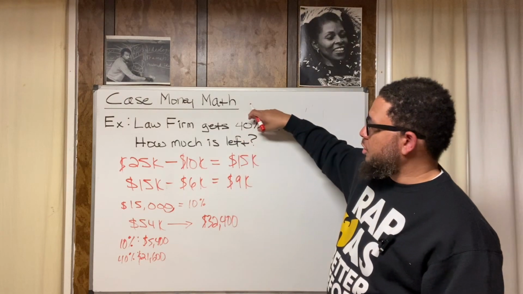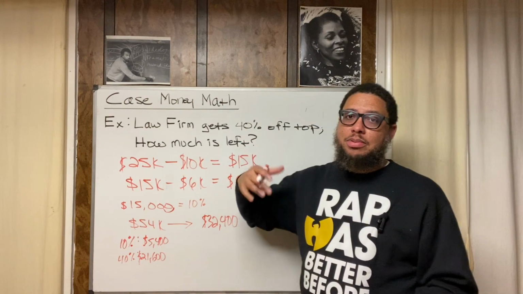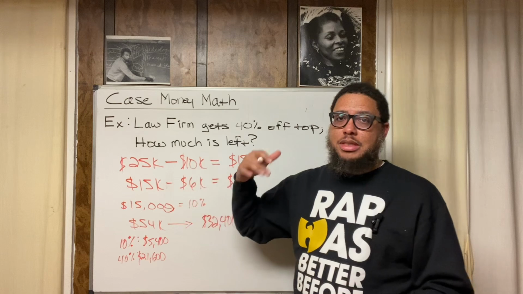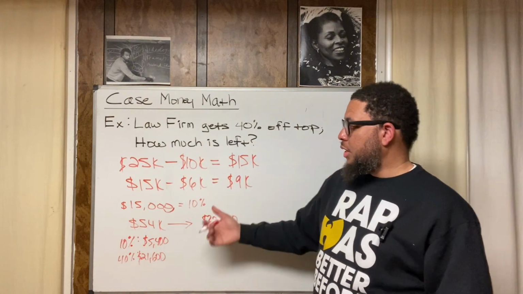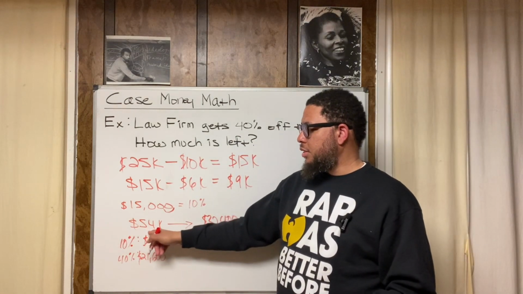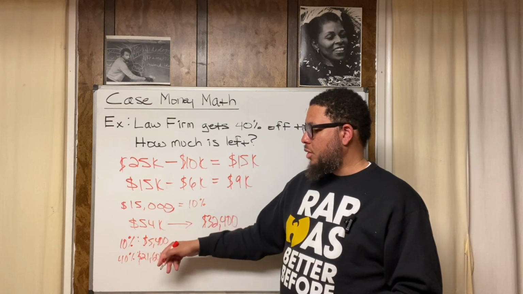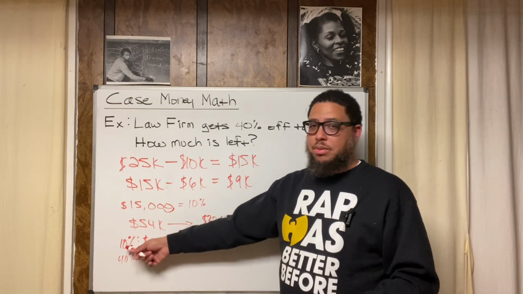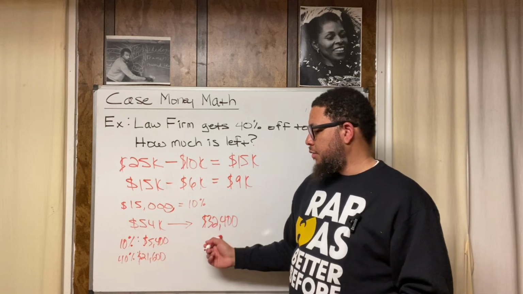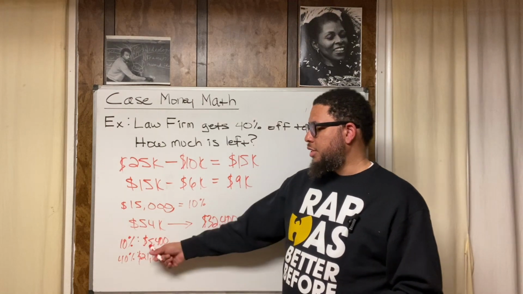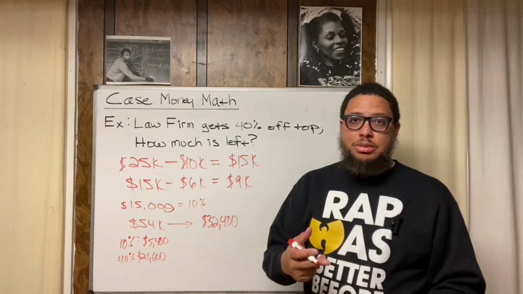Or what we could have done is the other way I showed you. If we know the law firm is getting 40%, that means it's going to be 60% left. So if it's 60% left, then we could have just calculated what 60% of this is. All right. Or we could have done it my way, with the 10% way, right? 5,400 times 6. That would have given us this answer.